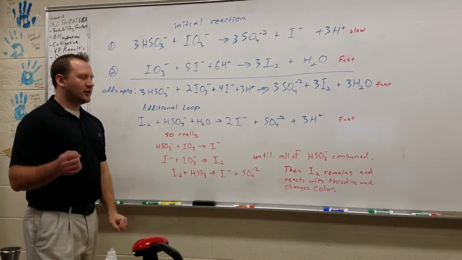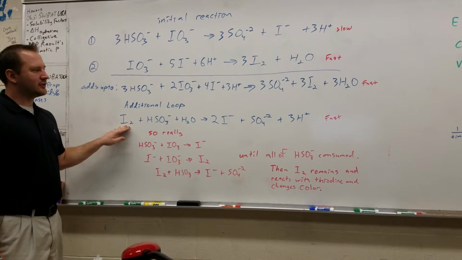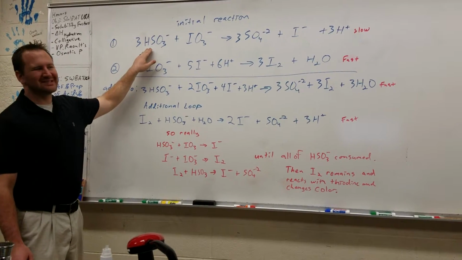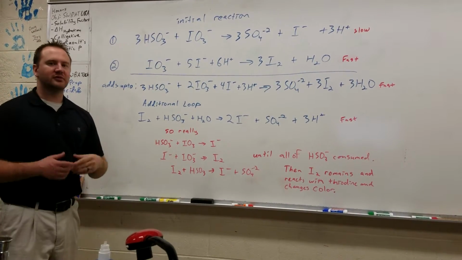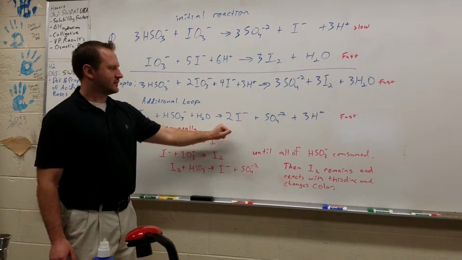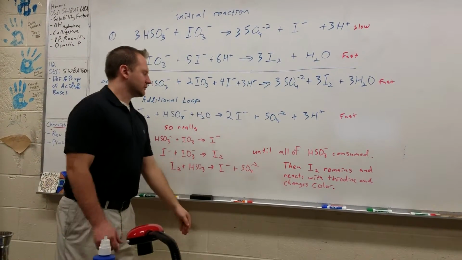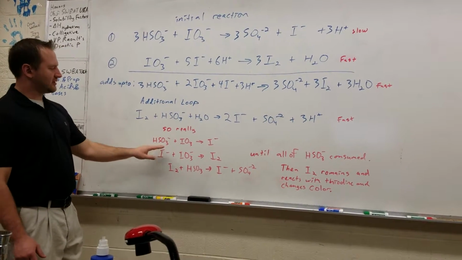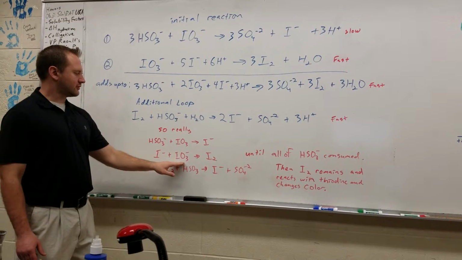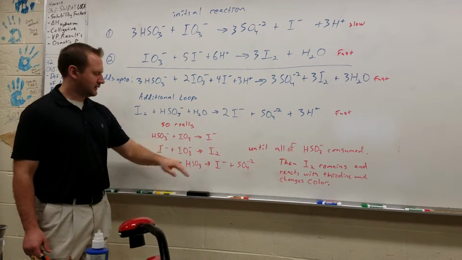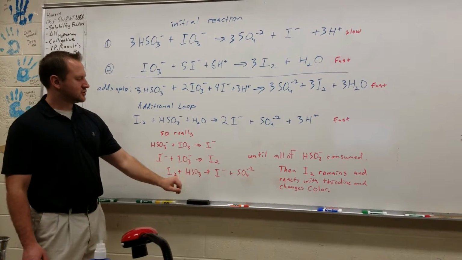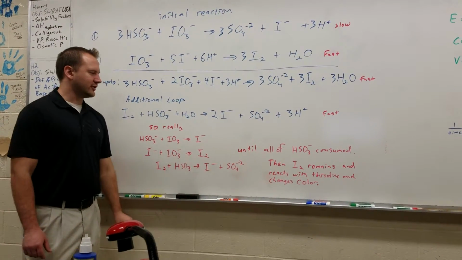So what also happens, though, is some of the iodine molecules produced can then react with the bisulfite, so you end up consuming some more of that reactant. And then it will produce the iodide ion, sulfate and the hydrogen ion. So really what you have is bisulfite and iodate producing iodide. The iodide then reacts with the iodate to produce iodine. Then the iodine reacts with remaining bisulfite ions in the solution to produce iodide and sulfate.